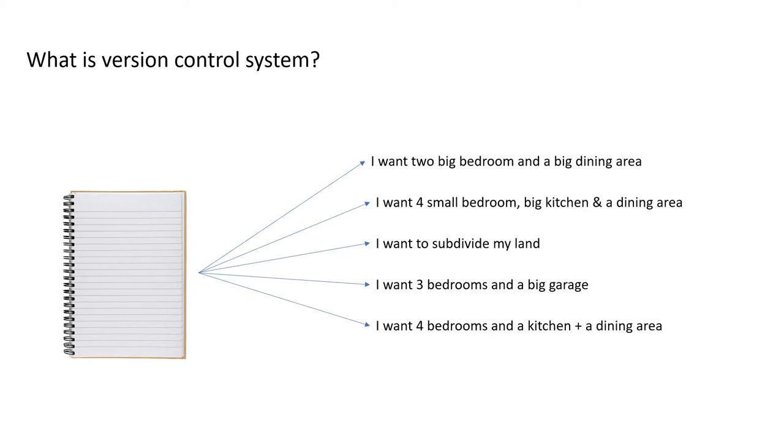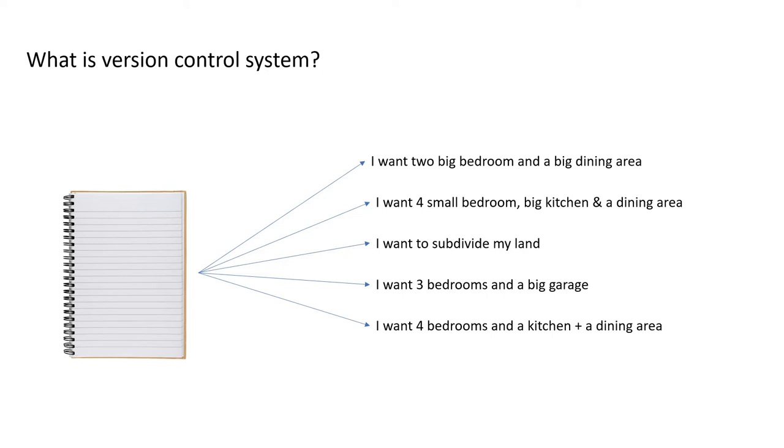What is it? I am going to give you one simple daily life example, and then we bring that concept or example into our technical example. Let's say you bought a piece of land and you decided to design your dream house on your own. You got your notepad and you start drawing your dream house. On day one, you decide, I want 2 big bedrooms and a big dining area. After thinking about your drawing, on day 2, you decide to have 4 small bedrooms, a big kitchen and a dining area. On the third day, you change your idea and draw another one. On day 4, same thing, and day 5, same thing.